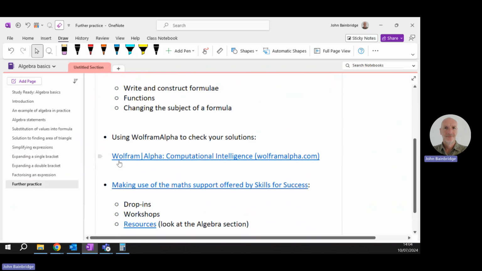You might want to look at Wolfram Alpha, which allows you to check your solutions. So that allows you to put algebraic expressions into that website. They have an input box, and it will do calculations from algebra, unlike your average calculator.